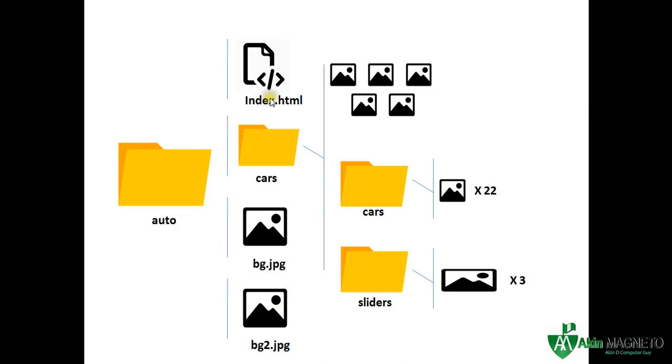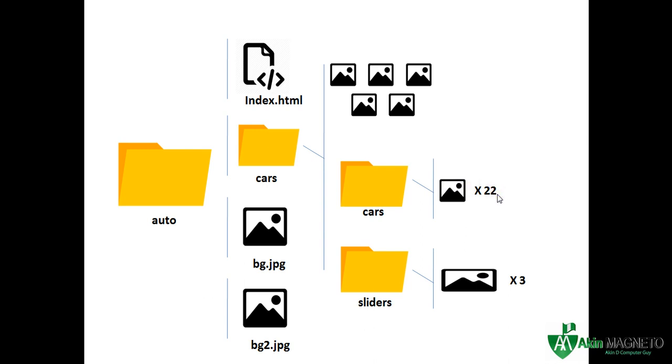Now you have the index. That means this is the only script we are going to be making use of, index.html. There's another folder inside the auto folder called cars. In it we have bg.jpg, that means the background one and the background two. Once you double click on cars, you move to the next section. Now we have five images and two folders. The first folder here is cars, and the second folder is sliders. If you open the sliders, we have three images, and if you open the cars, we have 22 images.